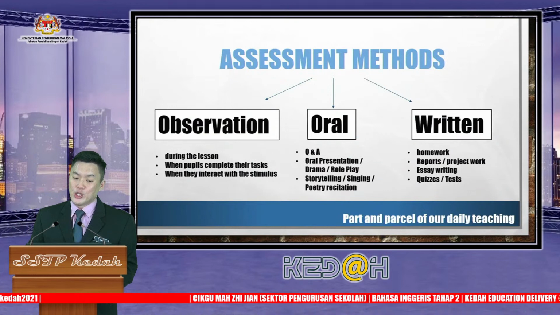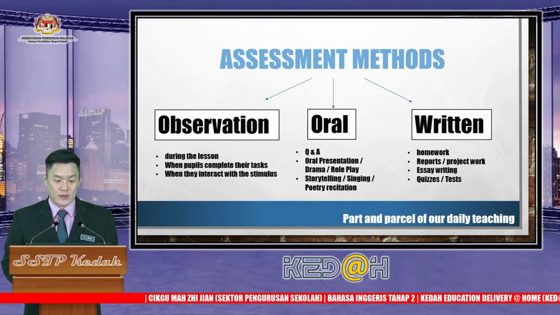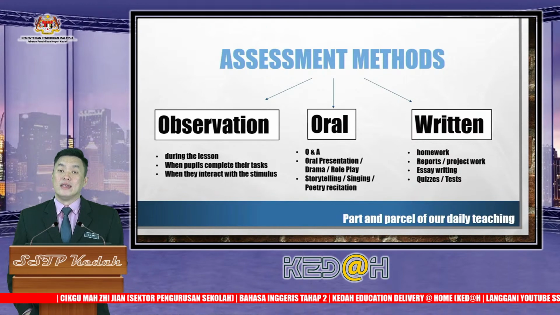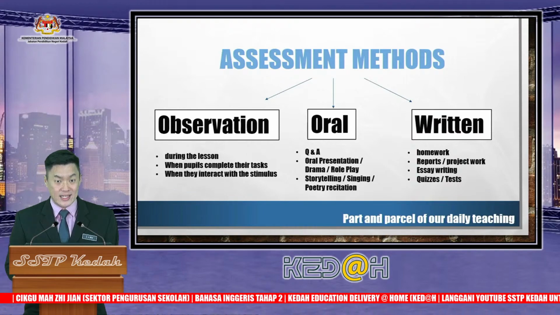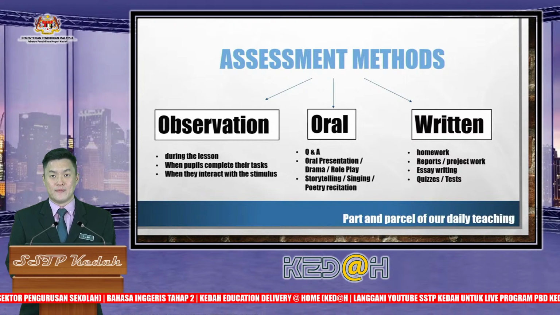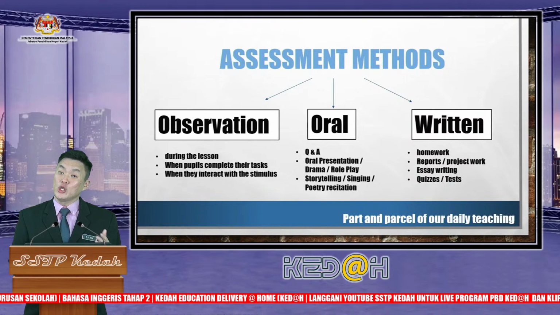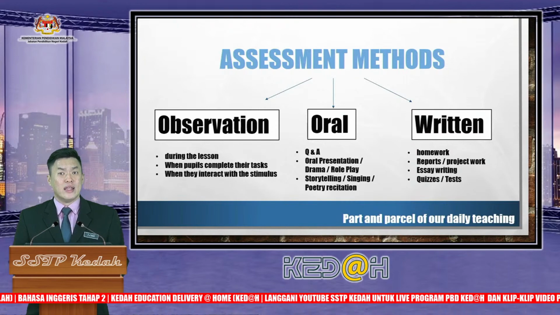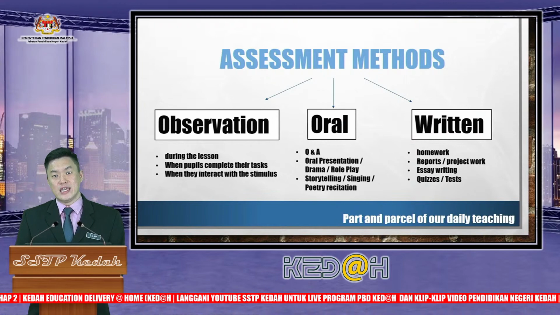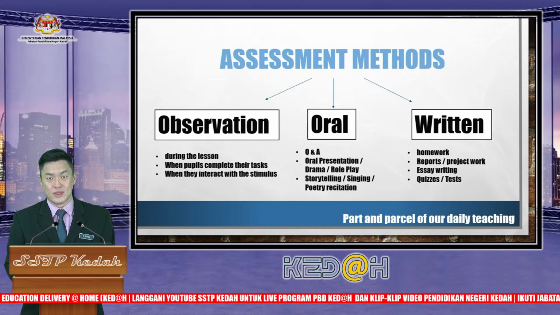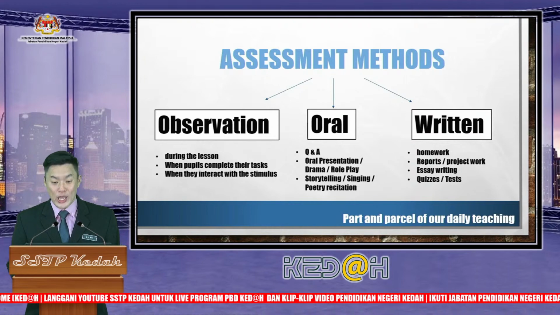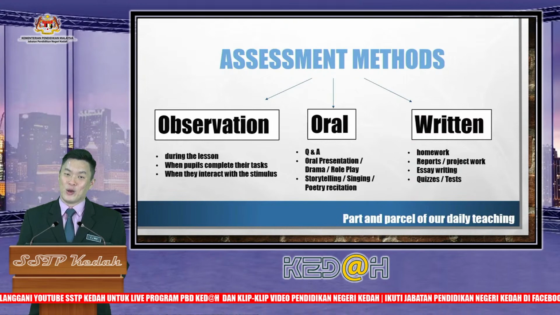Now, there are 3 major ways of assessment, which include observation, oral, and written. For observation, we can do it during the lesson, or when pupils are completing their task, or when they interact with the stimulus. For oral, we can do it through question and answer sessions. It can be the pupil's oral presentation, drama, role play, storytelling, singing, or even poetry recitation. For written, we can do it through homework, reports, project work, essay writing, quizzes, and also tests.